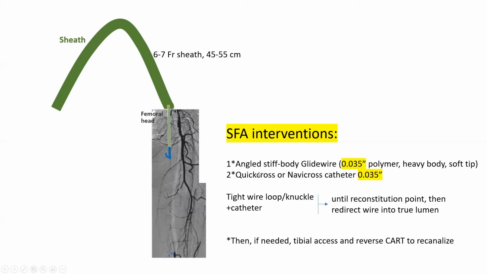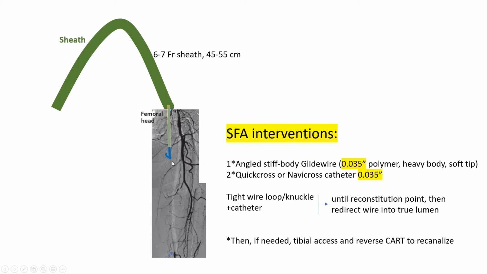We advance the Glidewire, typically angled, stiff body Glidewire. The tip is soft and angled by the body, but the body is stiff, 0.35-inch. And we advance a QuickCross or NaviCross catheter, which is like what we use in the coronaries, FineCross or Corsair. It's the support catheter, also 0.35-inch, which comes in straight and angled tips.